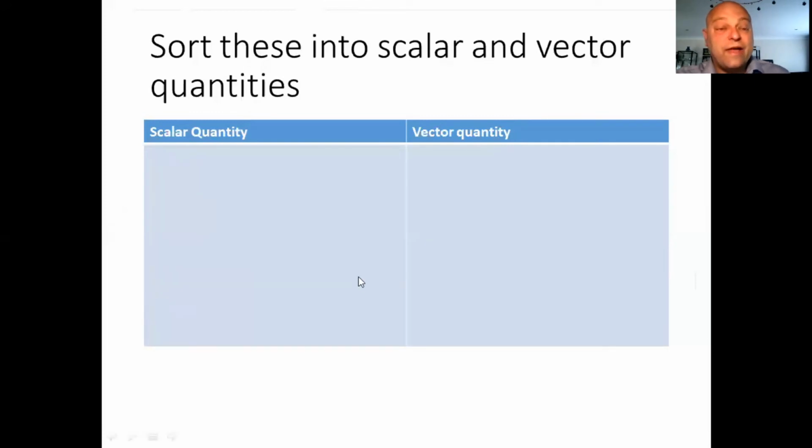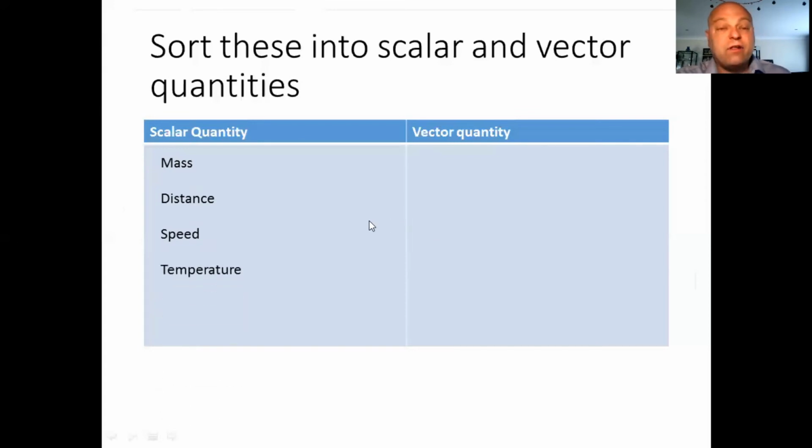Let's see how you got on then. Mass is a scalar quantity. You can have 5 kilograms. 5 kilograms east, west, north, or whatever is meaningless. It's a scalar quantity. Distance, if you're 2 meters away from someone, you're always 2 meters away. Doesn't matter what direction you are in. Likewise, if you're going at 50 miles an hour for speed, you're always doing 50 miles an hour. The direction doesn't matter. You're still going at that speed.